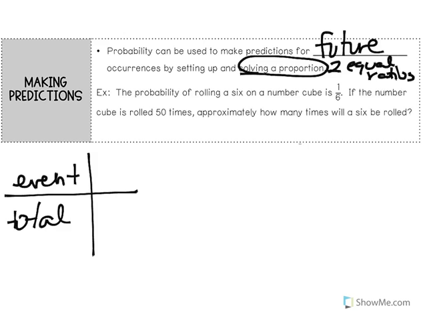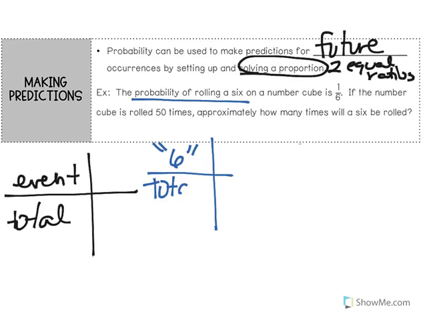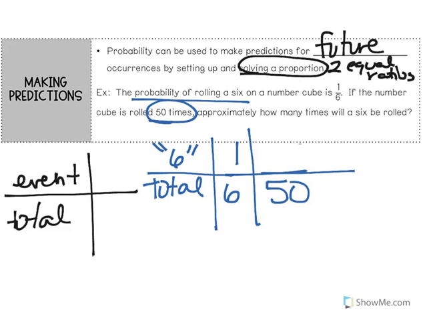So for an example, the probability of rolling a 6 on a number cube is 1/6. So that tells me that to roll a number 6 out of the total, there's 1/6, one out of 6 numbers on a number cube. If the number cube is rolled 50 times, which is my total, how many times will a 6 be rolled?